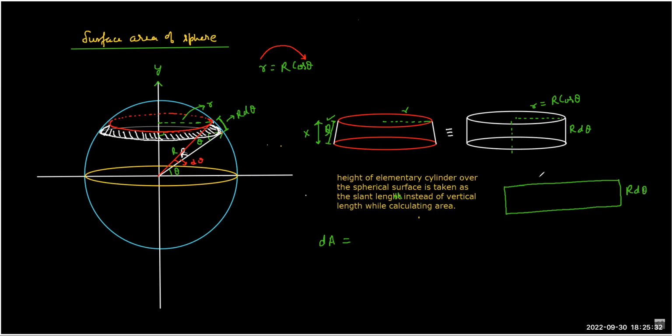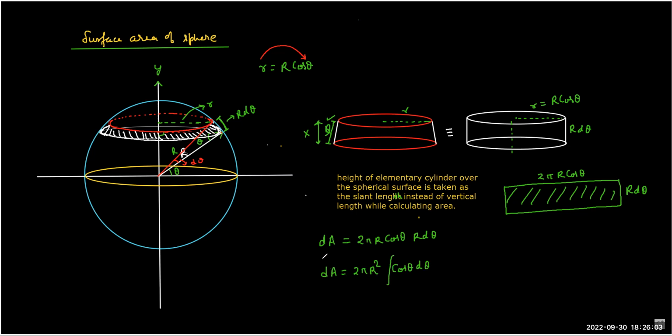What is the length of the rectangle? It's equivalent to the perimeter, 2π. So this area is how much? Tell me. Is it difficult to say? 2π r cos θ into r dθ. Very good. So this is dA equals 2π r square, and then cos θ dθ.